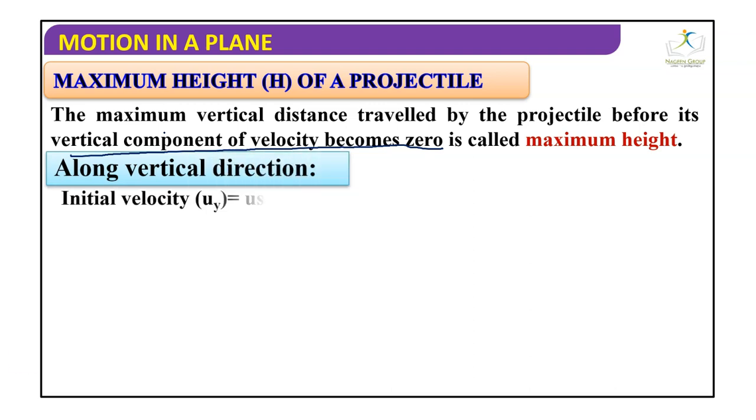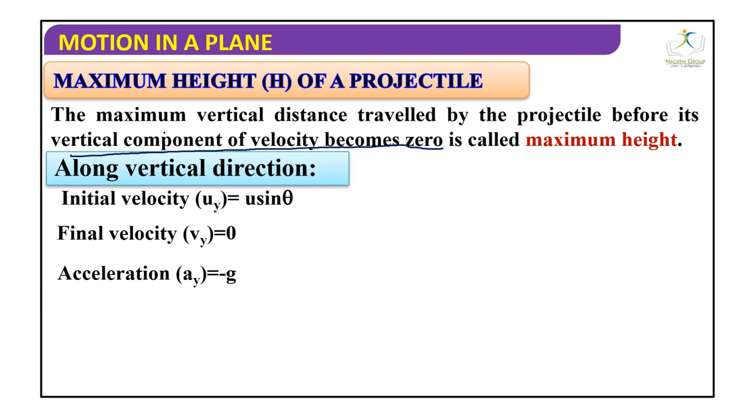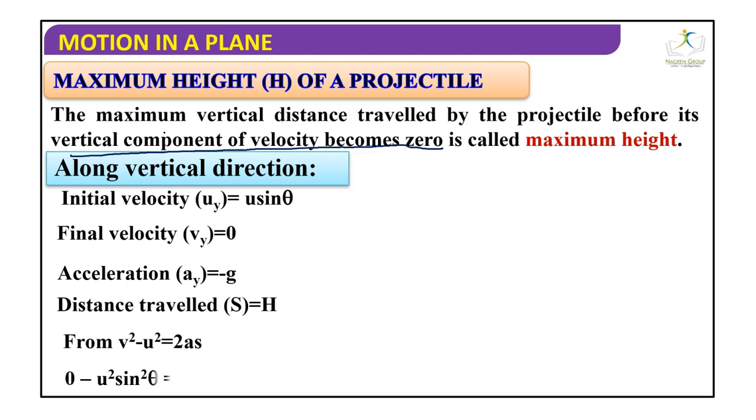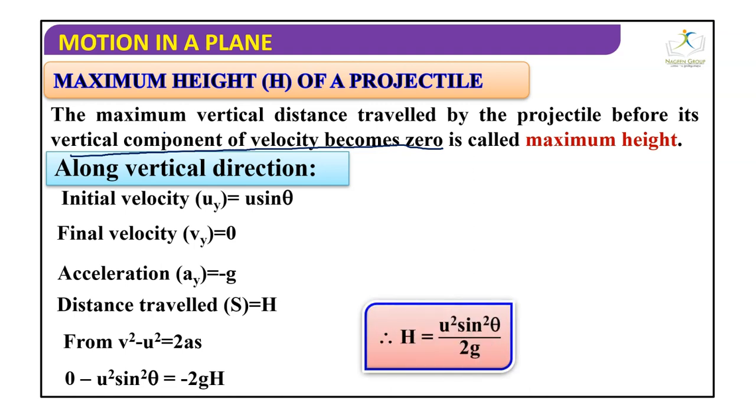Along the vertical direction, initial velocity uy is equal to u sin theta. Final velocity vy is equal to 0. Acceleration ay is equal to minus g. The distance traveled s is equal to h. So from v square minus u square is equal to 2as, we get 0 minus u square sin square theta is equal to minus 2gh, and h is equal to u square sin square theta by 2g.